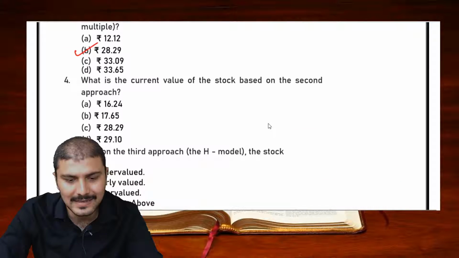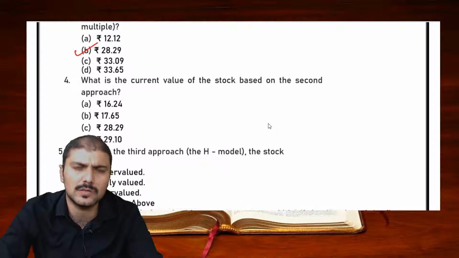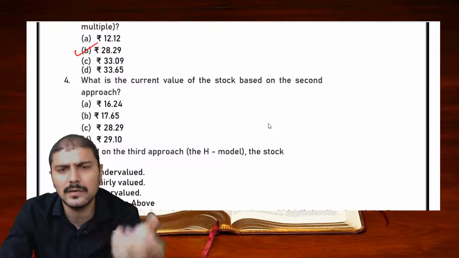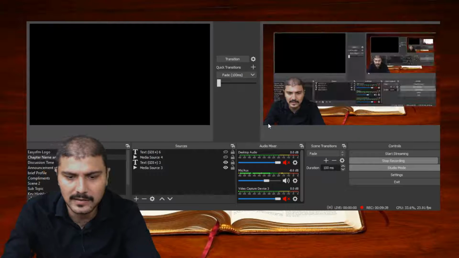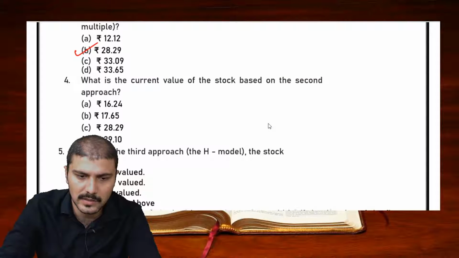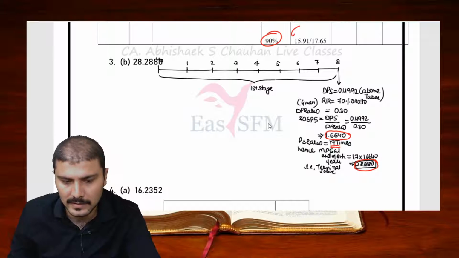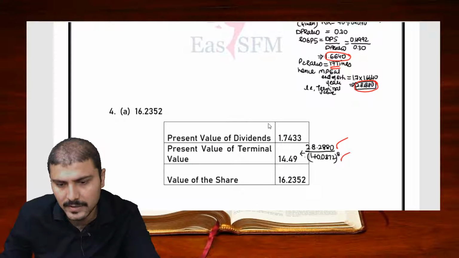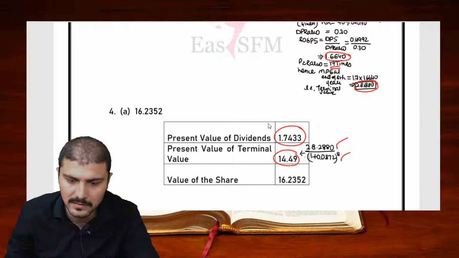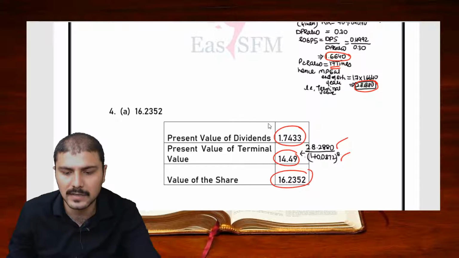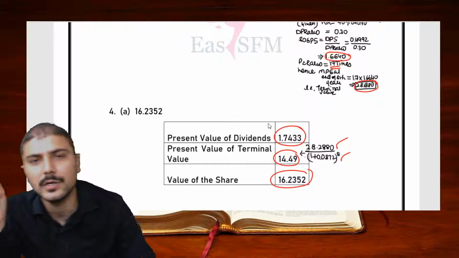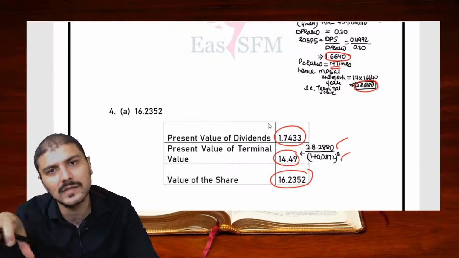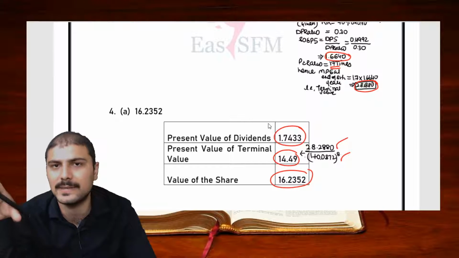He is asking what is the current value of stock based on the second approach. Now the dividends value will be, say, the terminal value, present value you have to recalculate, and whatever the value you will get, if you add that value, then you will get the correct answer, and that will be in this manner. This 28.2880 divided by, for the 8th year, and this is the total from the last part, you will get the value of the share as 16.2352. And many other times you can get questions based on these types of concepts, mostly in the exams.